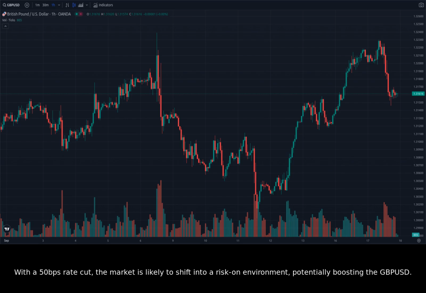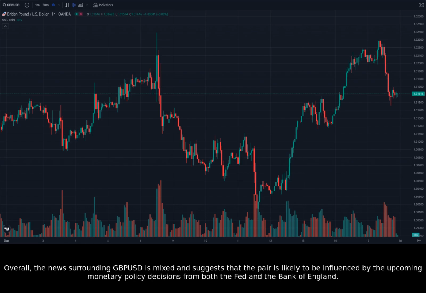boosting the GBPUSD. However, the Bank of England is also scheduled to issue its interest rate decision on Thursday. The Bank of England is expected to hold rates, indicating a more hawkish stance compared to the Fed. This could create conflicting pressures on GBPUSD, leading to volatility. Overall, the news surrounding GBPUSD is mixed and suggests that the pair is likely to be influenced by the upcoming monetary policy decisions from both the Fed and the Bank of England.